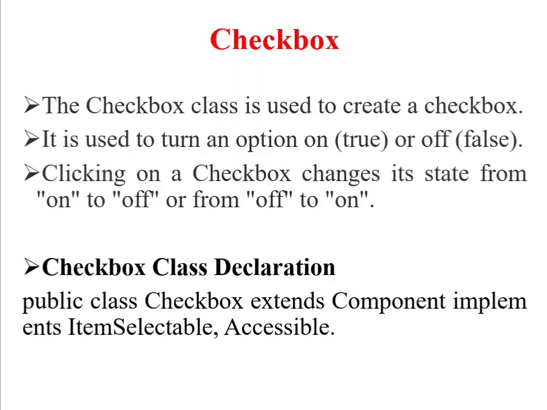Next one is Checkbox(String label, boolean state). It constructs the checkbox with the given label and sets the given state. Next one is Checkbox(String label, boolean state, CheckboxGroup group). It constructs the checkbox with the given label, sets the given state in the specified checkbox group.